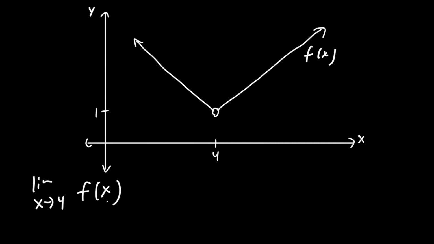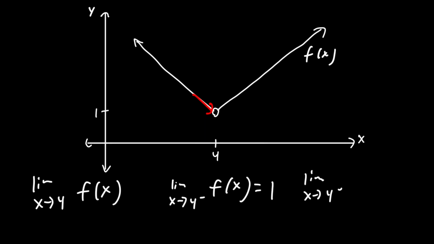Remember, first we need to find the left-sided and right-sided limits. So let's find the left-sided limit. When we're approaching x equals 4 from the left side, we're approaching here, which is y equals 1. This point is at 4, 1. So as we approach 4 from the left side, we're approaching the y value of 1. So our left-sided limit is 1.